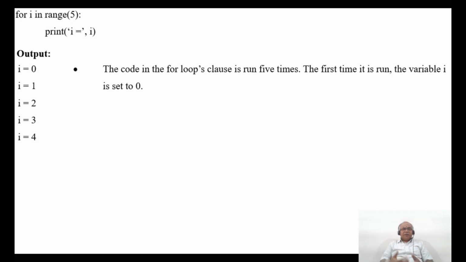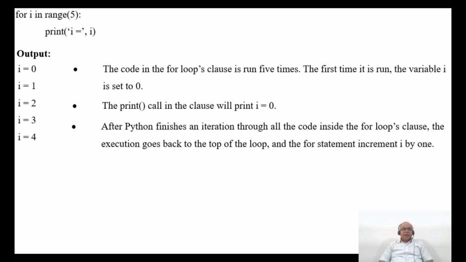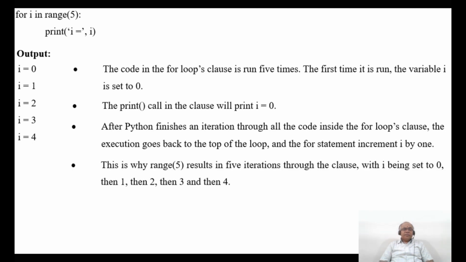So now we have an explanation. The code in the for loop clause is run 5 times. The first time it is run, the variable i is set to 0. That's what I have told. The print function is called, and it will print the value of i as 0. After Python finishes an iteration through all the code inside the for loop clause, the execution goes back to the top of the loop, and the for statement increments i by 1.